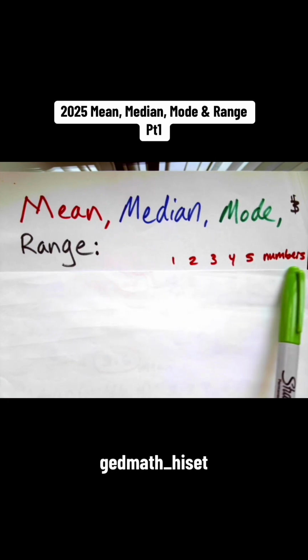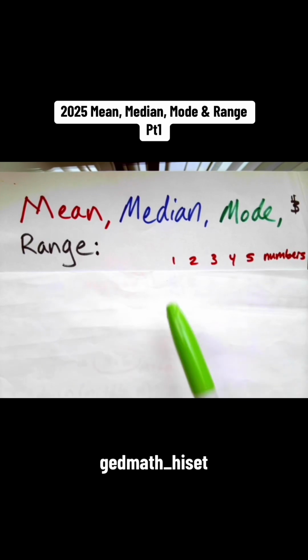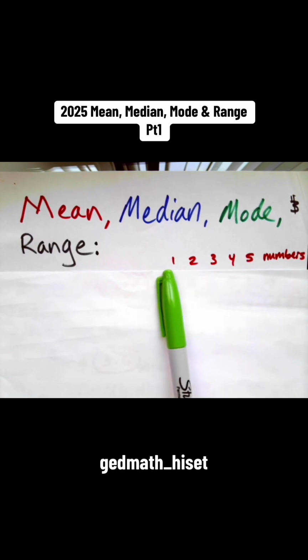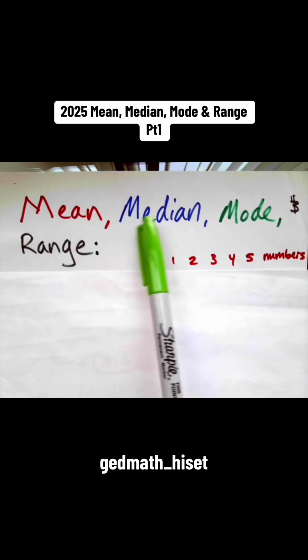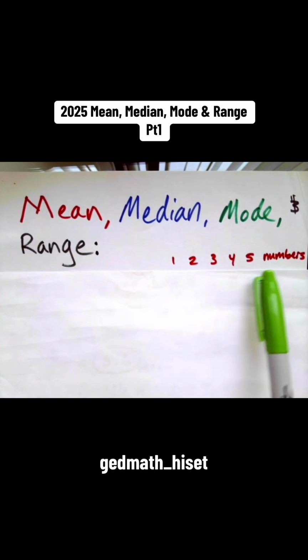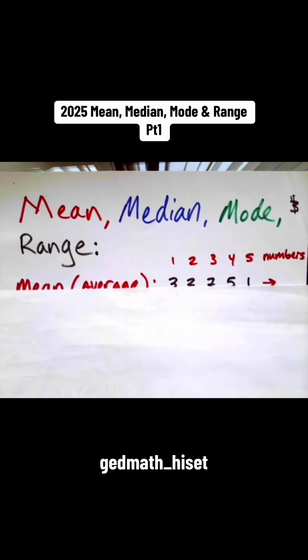I'm going to use these particular numbers for the first few examples, and then I'll have another set of numbers later on. So 1, 2, 3, 4, 5. With any set of numbers, I always suggest that before you do the mean, median, mode, and range, you place them in order from least to greatest, smallest to largest. So let's go ahead and take a look here.